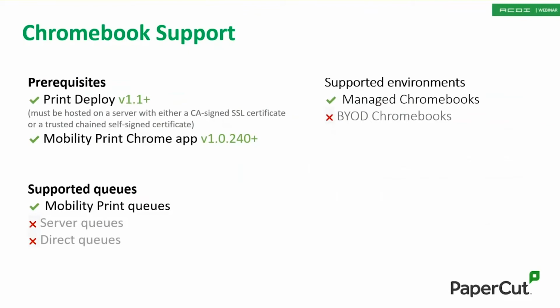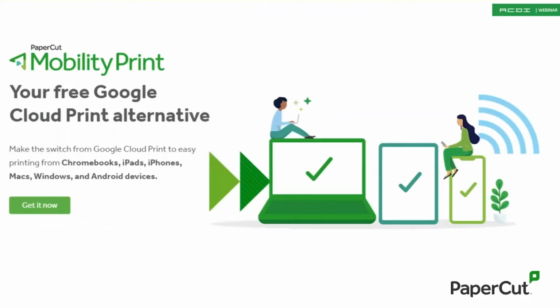The supported queue will be a mobility print queue since there are no installers for server or direct queues with a Chromebook. I mentioned this earlier, and it is important. Chromebook support at this time is for managed Chromebooks only, not BYOD.